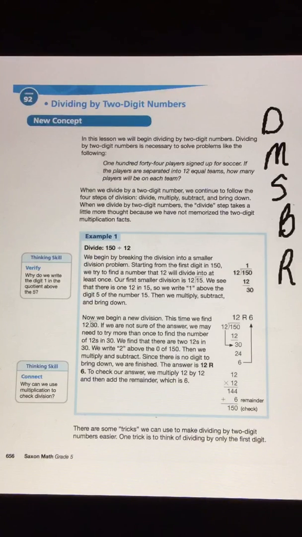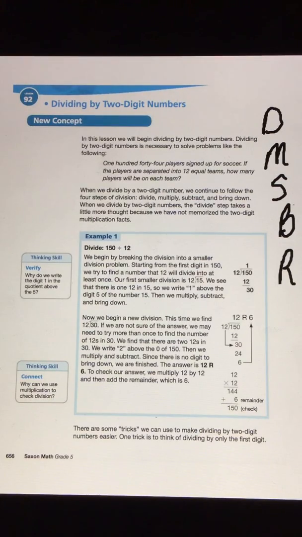Today we are dividing by two-digit numbers. So we use the same exact steps that we have used to divide by one-digit numbers. We divide, we multiply, we subtract, we bring down, we repeat or have a remainder. So dad, mom, sister, brother, and sometimes Rover.